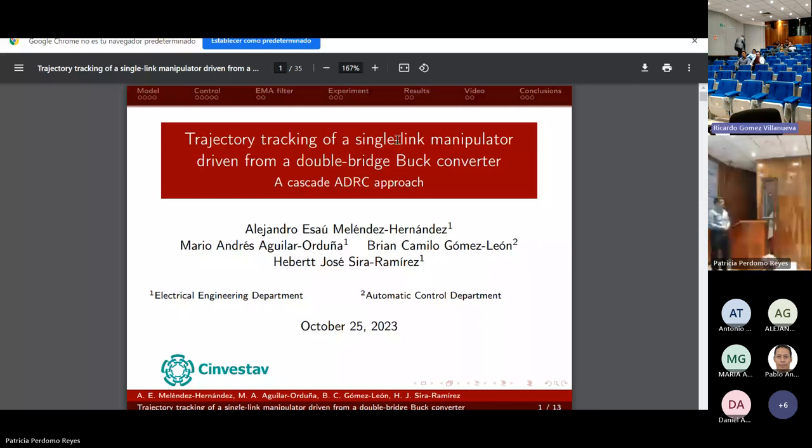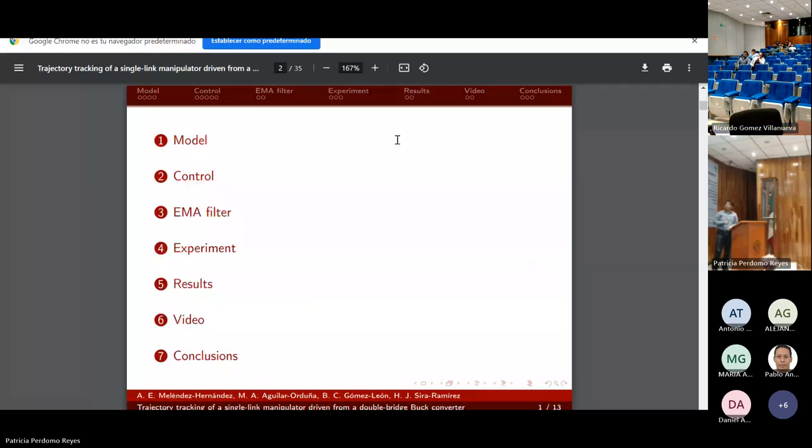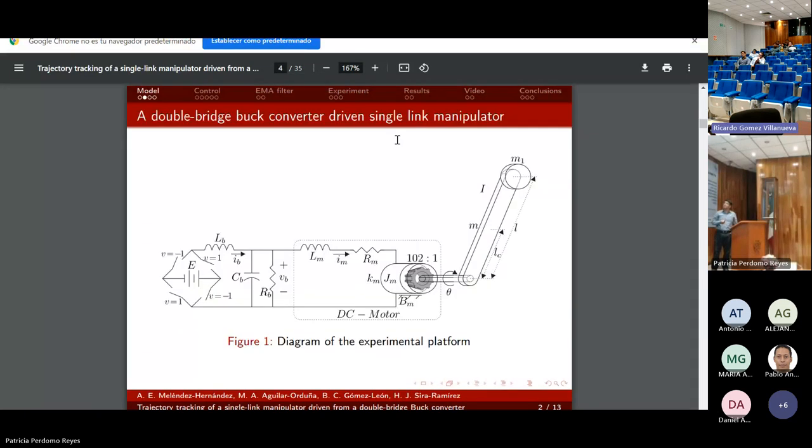Welcome. Good afternoon, everybody, and thank you for being here. Welcome to the presentation, Trajectory Tracking of a Single-Link Manipulator driven from a double-bridge buck converter, a Cascade ADRC approach. I want to start thanking my colleagues, Mario Angaya and Dr. Sid, for their participation in this paper.